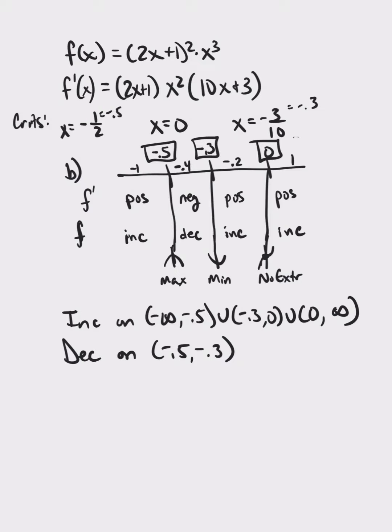And then to answer part C, we have a local max. It occurs at negative 1/2 or negative 0.5. And then we have a local min. It occurs at negative 0.3 or negative 3/10 if you want to write it that way. And so, again, pause and make sure you can fill those in correctly because I still need to compute them too. Okay, hopefully you did that.